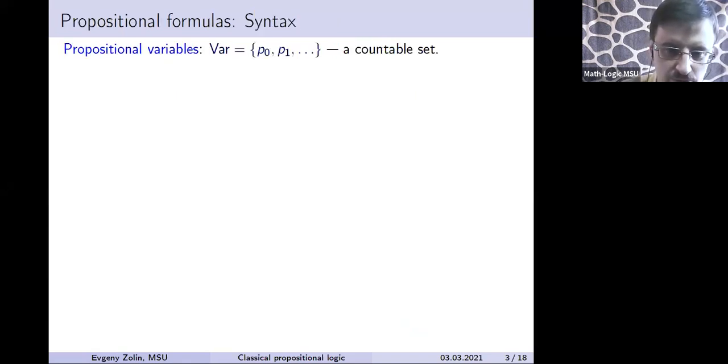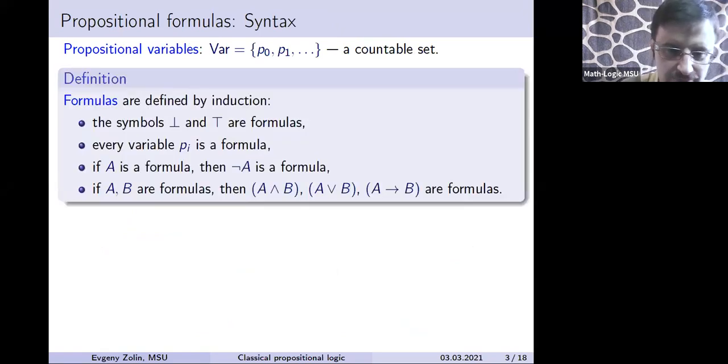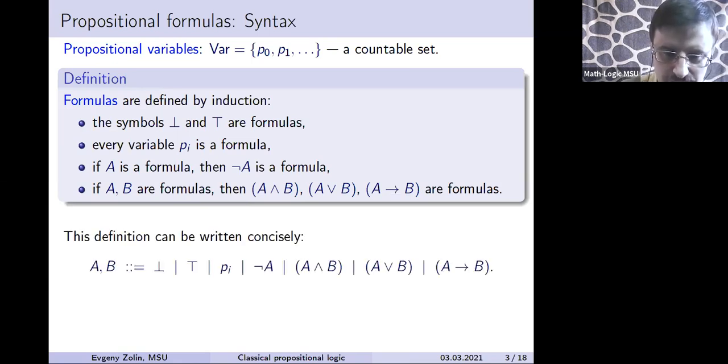So let us recall, we have a countable set of propositional variables, and formulas are built from variables, from top and bottom, from true and false, using negation, conjunction, disjunction, implication. So this is a short description of our syntax, of our grammar. This was on the previous lecture. And the set of all formulas is denoted by the symbol FM.